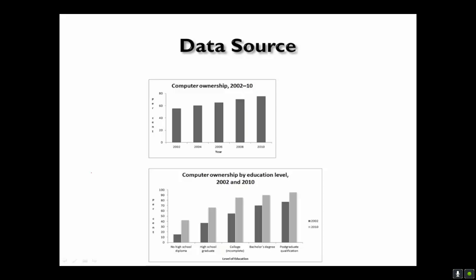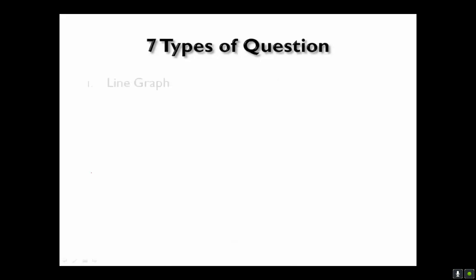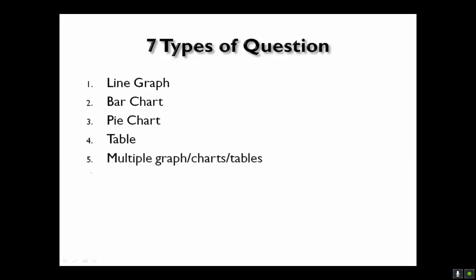Then we have a data source. So the data source will always just be data represented in a different way. So in this particular one, it is 2 different bar graphs. So it is data, it is numbers, and it is represented by 2 different bar graphs. Let's look at the other types. So the first one is a line graph. Second one is a bar chart. The third one is a pie chart. Fourth is a table. 5 is multiple graphs. 6 is a process diagram, and 7 is a map or maps.